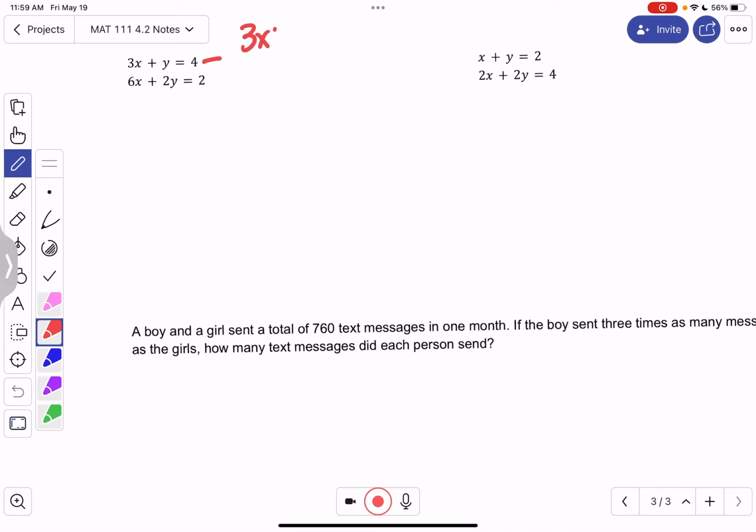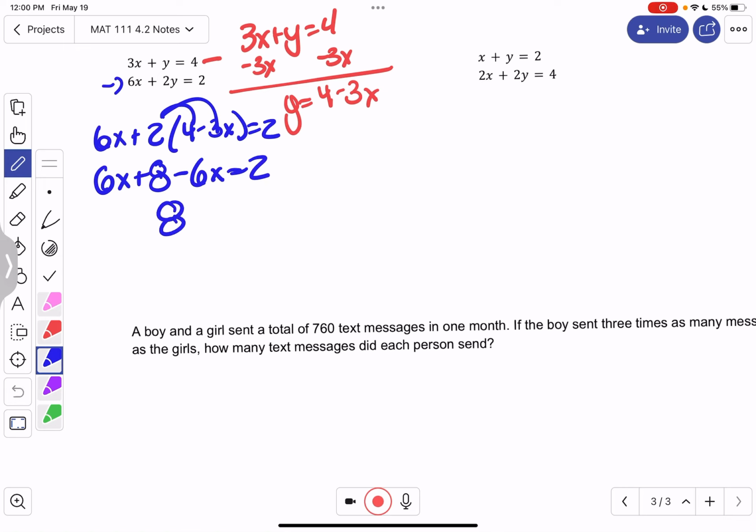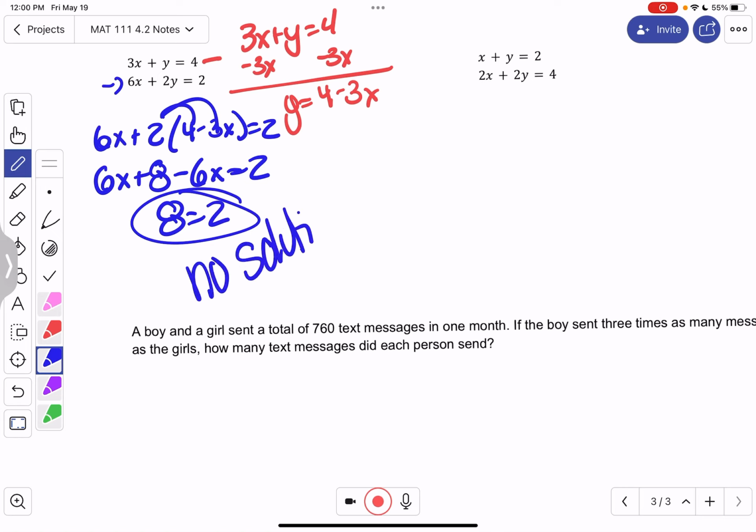Here, if we move the 3x, we get y equals 4 minus 3x. Plug that into the other equation. Distribute. Combine like terms, we get 8 equals 2. 8 never equals 2. That's never true. So this is no solution. Those lines will never cross on the graph.